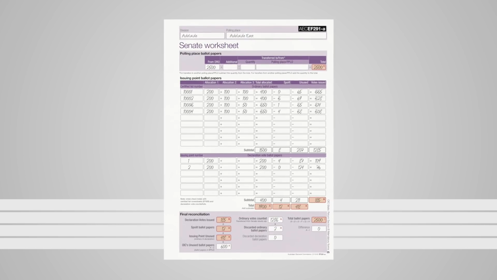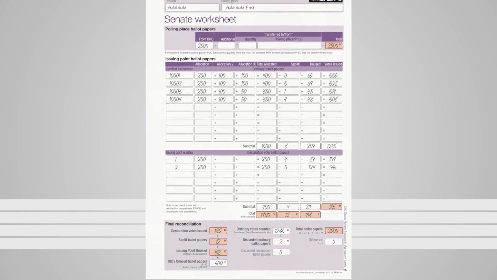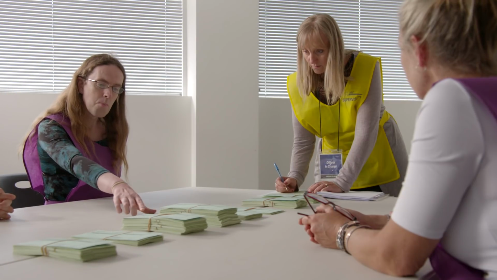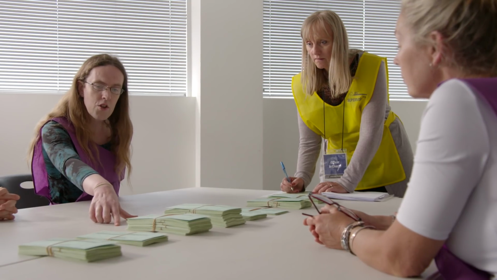The Senate worksheet is completed in the same way as the House of Representatives worksheet and is used to reconcile Senate ballot papers. The OIC return also contains forms to record the House of Representatives scrutinies and the Senate count. Let's look at recording the results of the House of Representatives scrutinies.